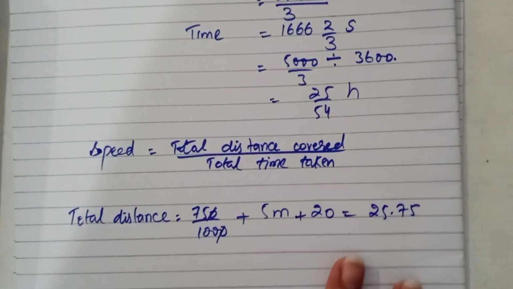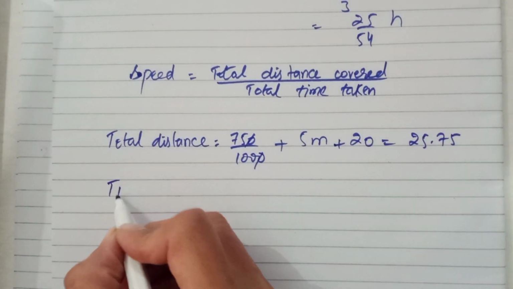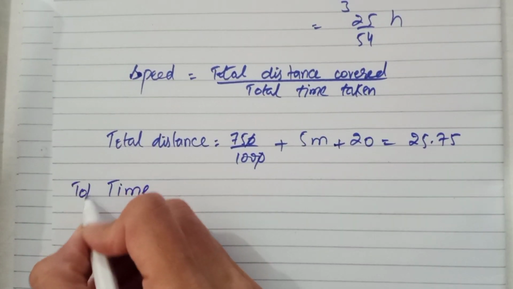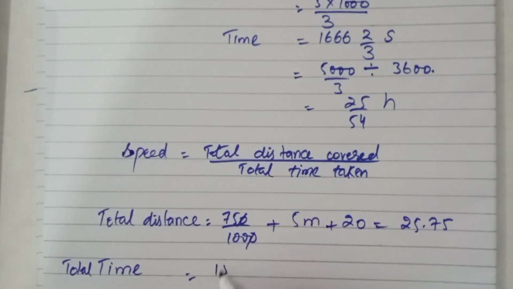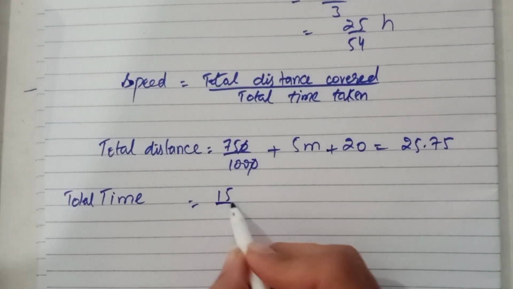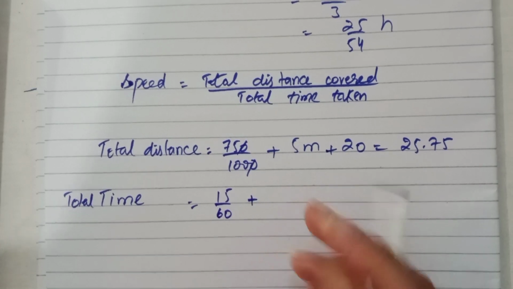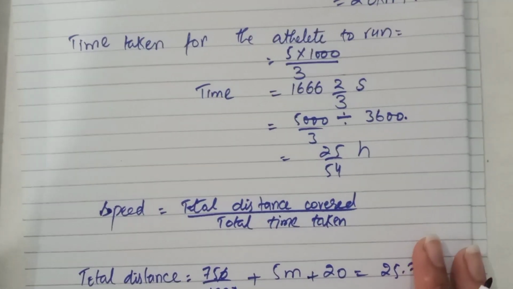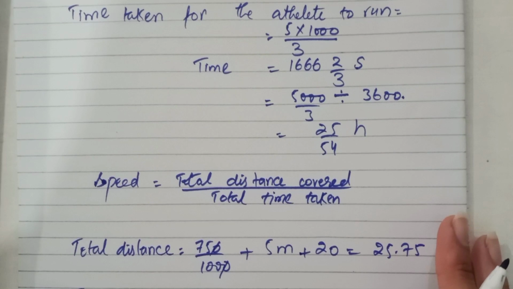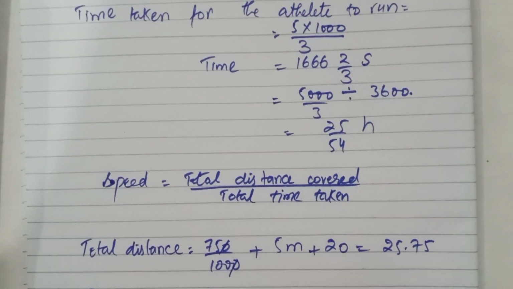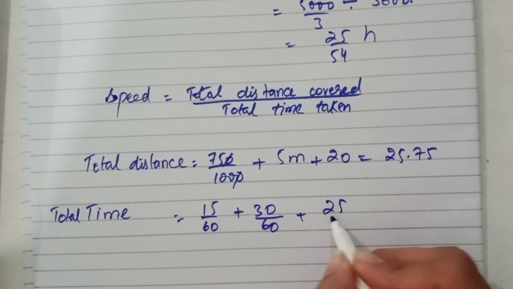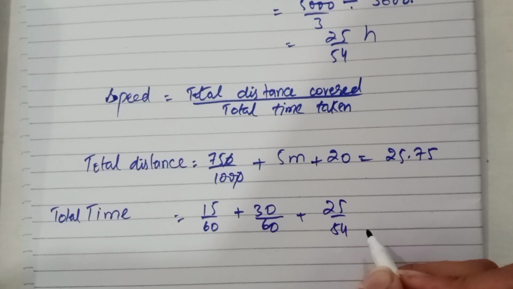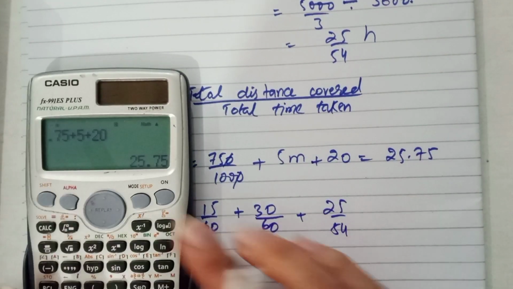Now we have to add up the total time taken. Total time: 15 minutes. We have to convert into hours by dividing by 60, and for cycles it is 30 minutes. We convert it into hours by dividing by 60, and that is 25 by 54 hours. We have to add up these.